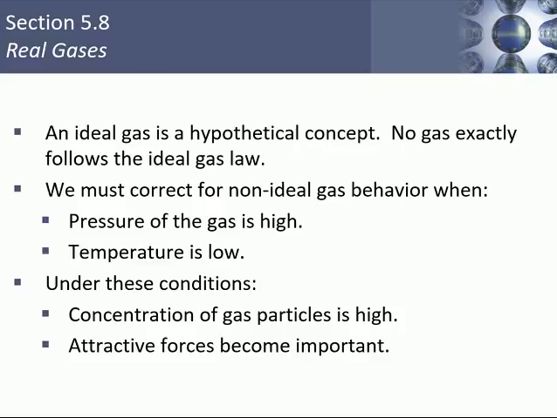Therefore, if we're going to describe real gases, non-ideal gases, we have to correct the ideal gas law, PV = nRT, because it's not always exactly true. There are things that make the equation a little bit off. So there are two situations in which gases behave extremely non-ideally, very poorly, I guess you would say. One is when pressure is high.